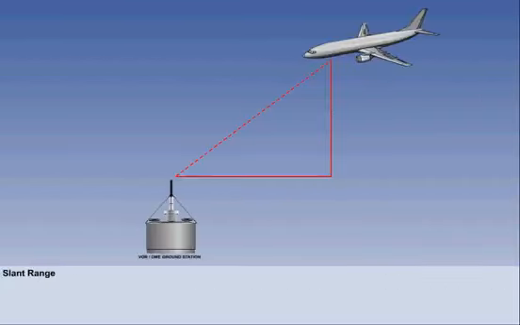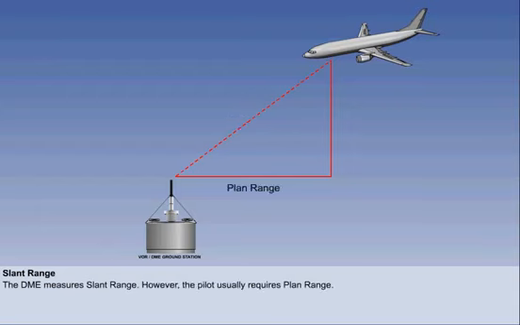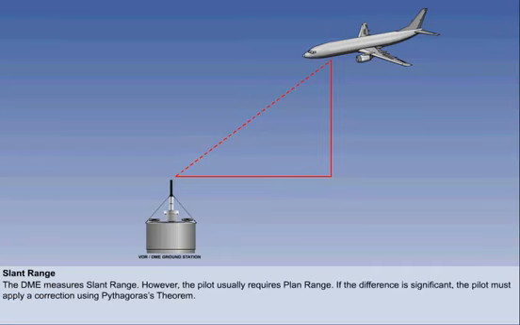The range is measured directly between the aircraft and the ground station, and so the height of the aircraft above the beacon is a consideration. This range is known as slant range. However, what the pilot sees on his map, and what he usually requires, is the range to the point on the ground underneath the aircraft. This is called the plan range. The problem is easily solved by the use of Pythagoras' theorem.